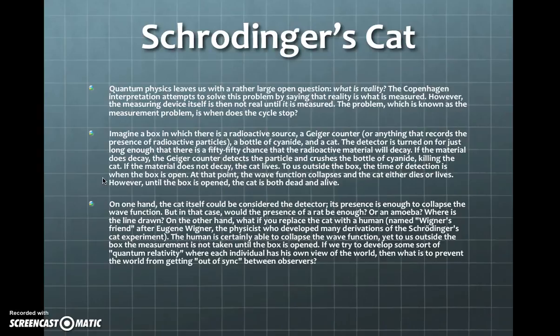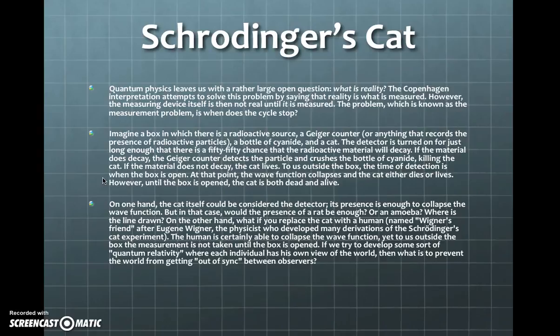We've talked about Schrodinger's cat, we've mentioned it on the way past. So quantum physics leaves us with a rather large open question, which you're going to have a go at answering soon, of what is reality? And the Copenhagen interpretation attempts to solve the problem by saying that reality is what is measured. So if you can't measure it, it's not real. However, the measuring device itself is then not real until it is measured. The problem, which is known as the measurement problem, is when does the cycle stop?